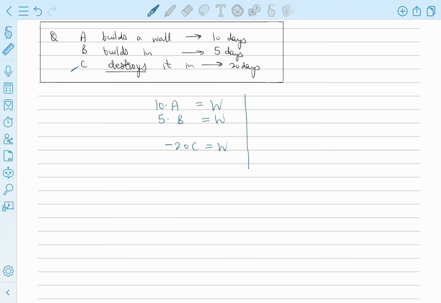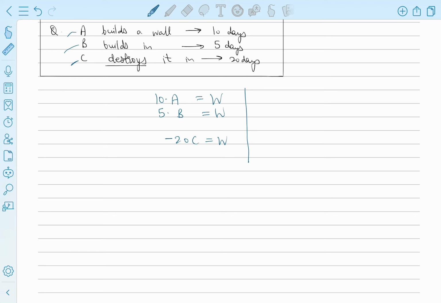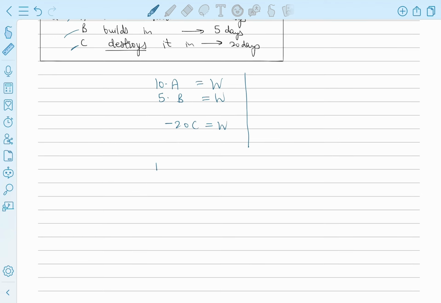And now what it's asking us: if they start to build a wall together, like A is also building the wall, B is also building the wall, and simultaneously C is destroying it, then how many days would it take to actually put the wall together? So A is building the wall, B is also building the wall, but C is breaking the wall, so minus C, and they're taking X days to do it, and the wall is built. So I'm going to find the values of A, B, and C, which is efficiency only. A is W by 10, B is W by 5, and C is W by 20.